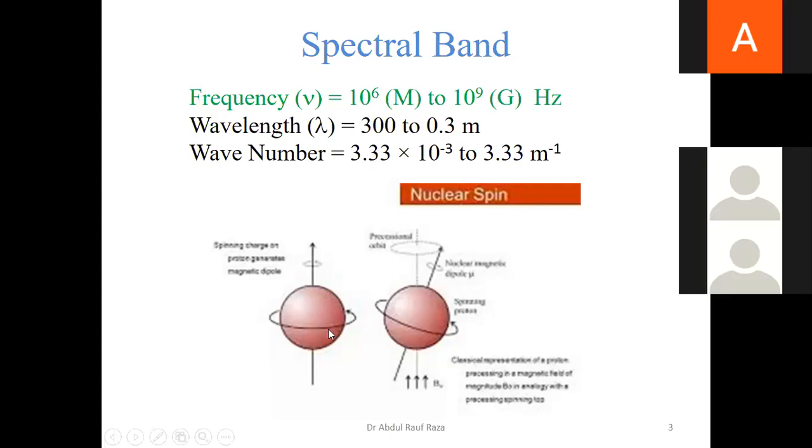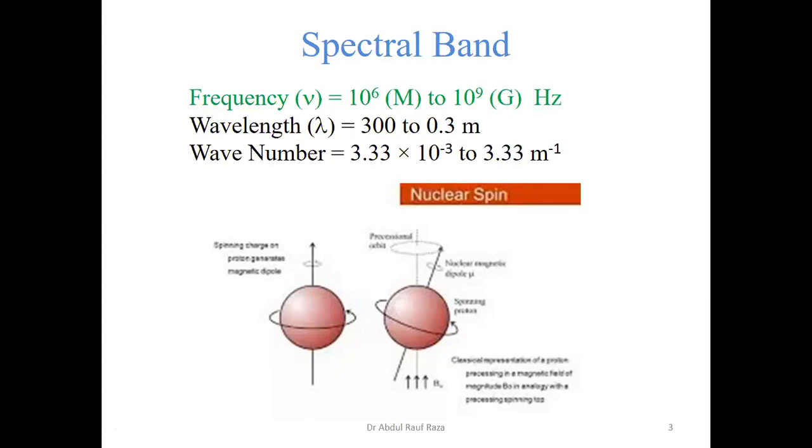Like our earth is not charged. It doesn't carry a positive or negative overall charge. But when this earth is spinning, it is producing a magnetic field, right? Very similar is here. When we have an electron, proton, or neutron, when all of them are spinning, they are producing a magnetic field.